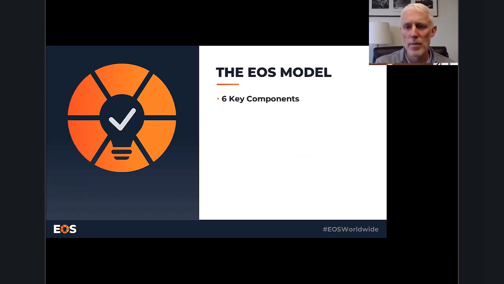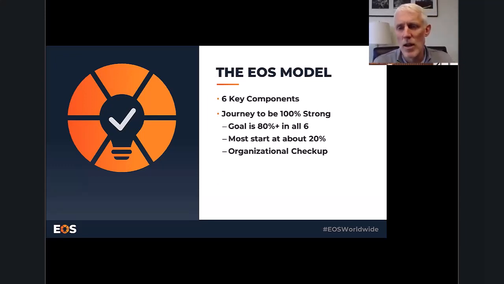So very quickly about the EOS model at a high level, I mentioned there are going to be 6 components I'm going to go through very quickly. The journey as an implementer, the journey that I work with leadership teams to go, is to help you become 100% strong. That's the ideal objective, is 100% strong in all 6 of the components. Now, 100% is ideal. We're always growing and improving. So really the goal is about 80% plus in those 6.